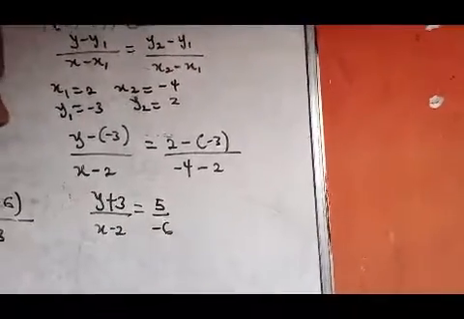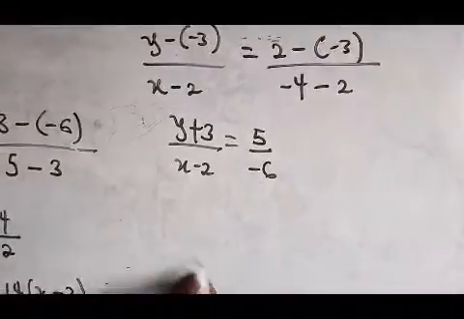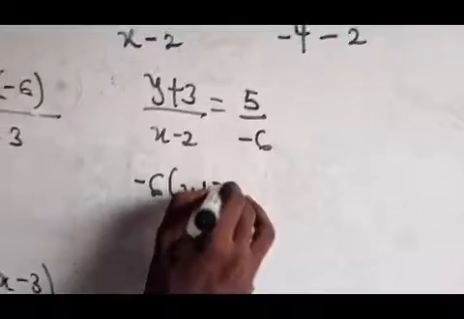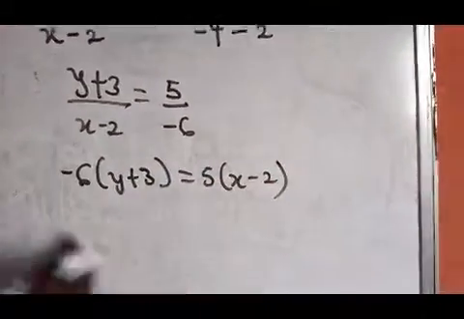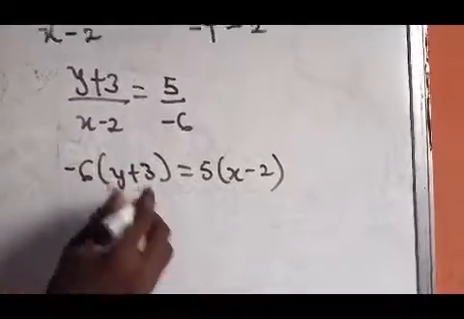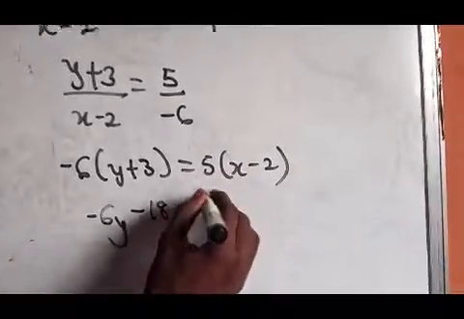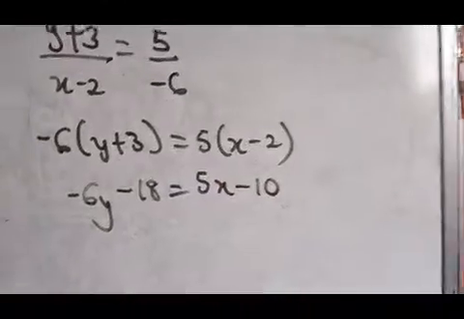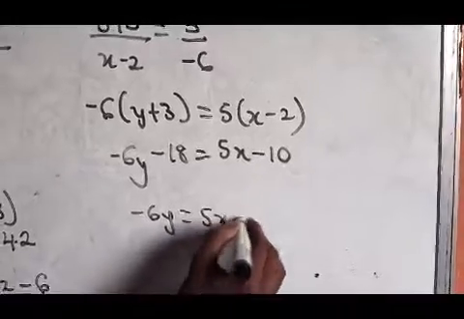Alright, so the next thing you now do is to cross multiply. If you cross multiply, you will have minus 6 open bracket y plus 3 equals 5 open bracket x minus 2. So minus 6 times y will give you minus 6y. Minus 6 times plus 3 will give you minus 18, equals 5 times x will give you 5x, 5 times minus 2 will give you minus 10. Alright, so we have minus 6y minus 18 equals 5x minus 10.